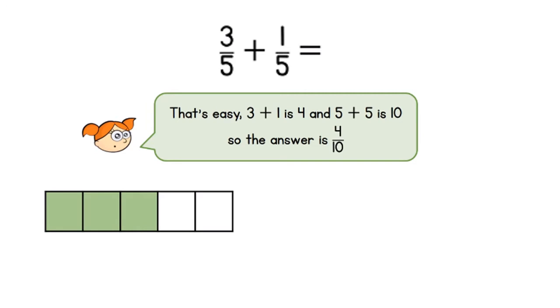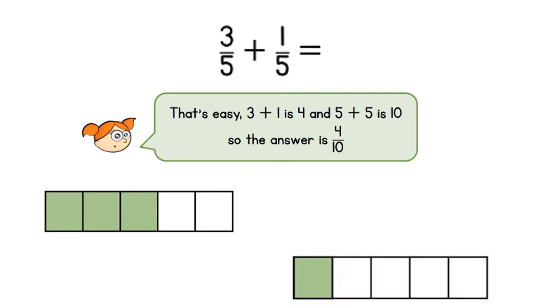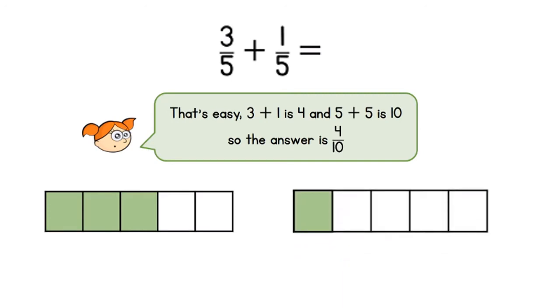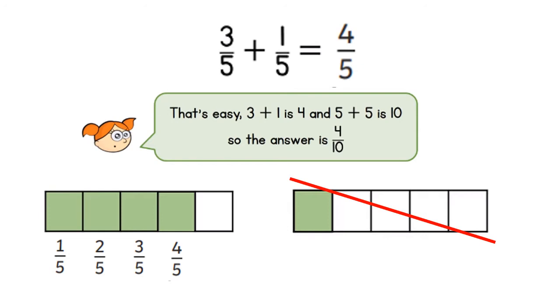So, here you can see a bar model that is showing 3/5, which is the first fraction in our calculation, and then we need to add 1/5. Now, what we can do with that 1/5 is we can simply put it into our first bar model, get rid of that one, and we can see that we now have 1/5, 2/5, 3/5, 4/5. So 3/5 add 1/5 is 4/5.